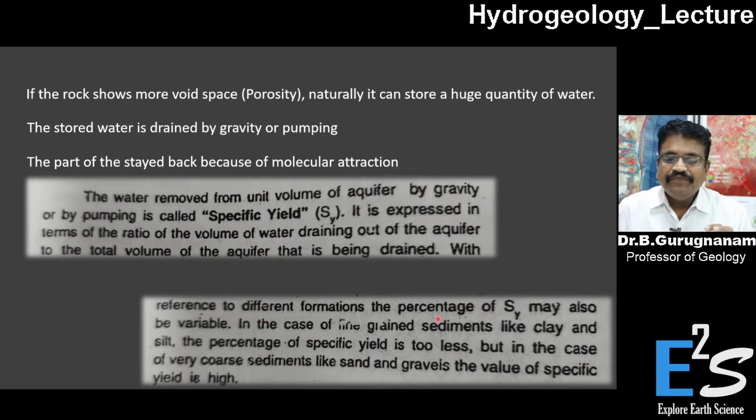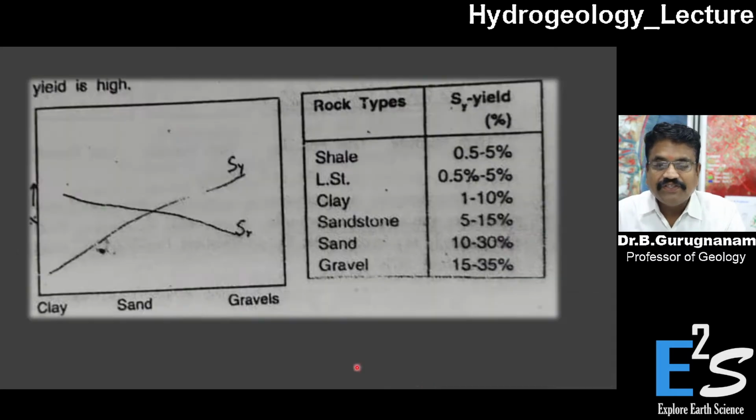With reference to different formations, the percentage of yield may also vary. In fine grained sediments like clay, the specific yield is very low because, although it has higher porosity, the interconnection between the pore spaces in clay is less, as we have discussed in the other lecture. Because of the less connectivity, the yield is less. But in very coarse sediments like sand and gravel, the specific yield is normally high.